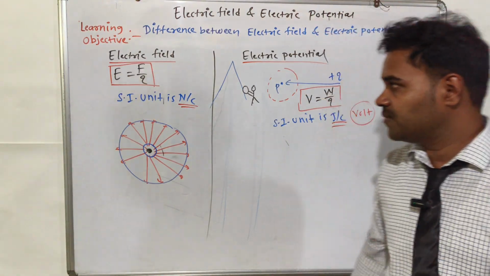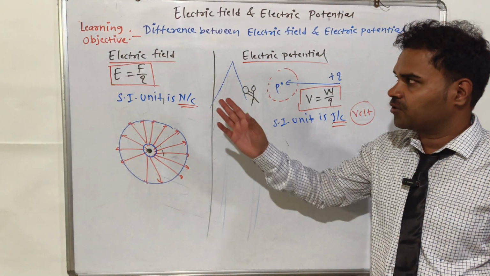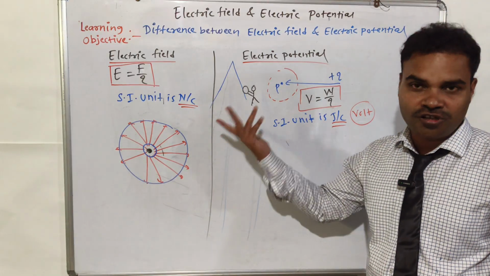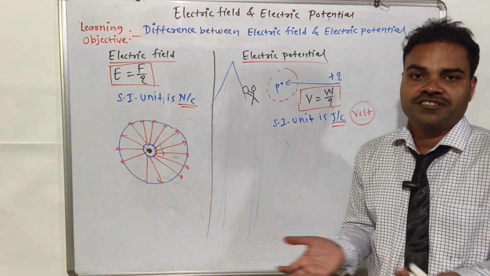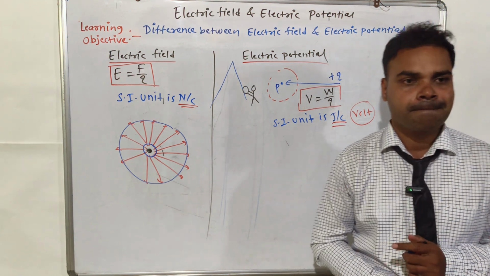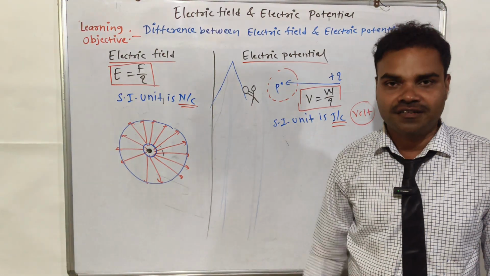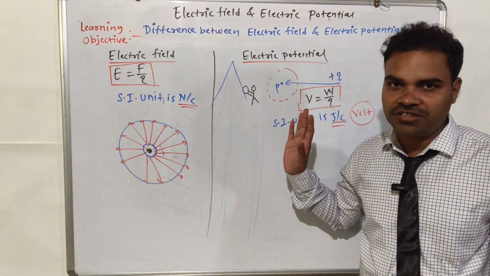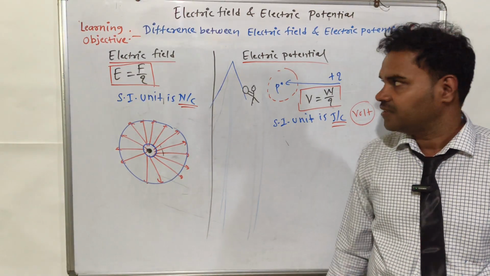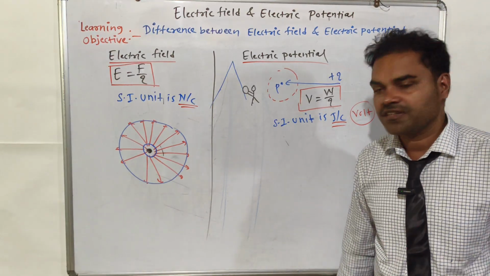Okay. So tell me, which is vector and which is scalar? Is electric field scalar, or is electric potential scalar, or are both vectors? Which one is scalar? Which one is vector? Tell. Anybody? Correct. Electric field is a vector, and electric potential is a scalar, because this is force, understand? It is a vector, and this is work. It is a scalar. Okay, good.